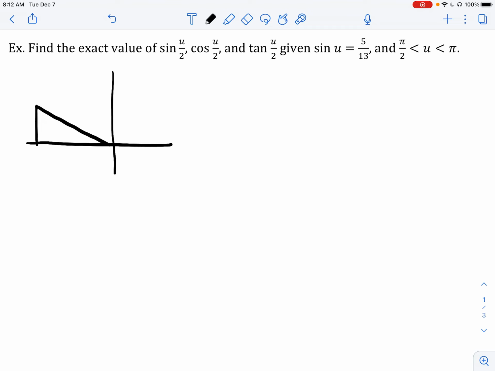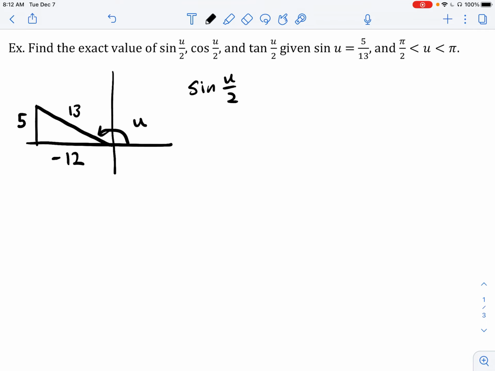Let me just draw a right triangle to represent angle u. Angle u is in quadrant 2, and we also know that the sine of angle u is 5 over 13. If we look at these side lengths, hopefully we notice that these are the side lengths of a Pythagorean triple. If you didn't know that, you could always just do the Pythagorean theorem, but you should arrive at our adjacent side being negative 12. Well, based on that, let's find the sine of u over 2.